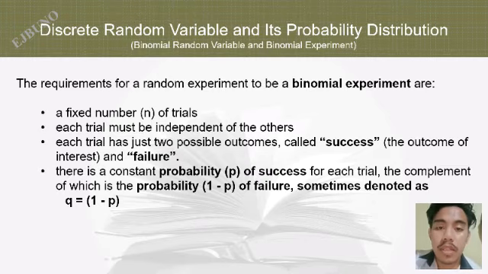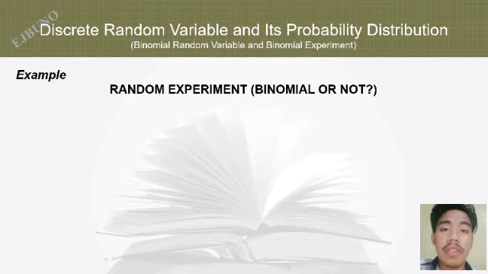Of course, when we are doing an experiment, there is a certain probability that our desired outcome will be observed, and on the contrary, we also have a certain probability of failure, that our desired outcome will not be observed. Let's look at these random experiment examples: binomial or not.